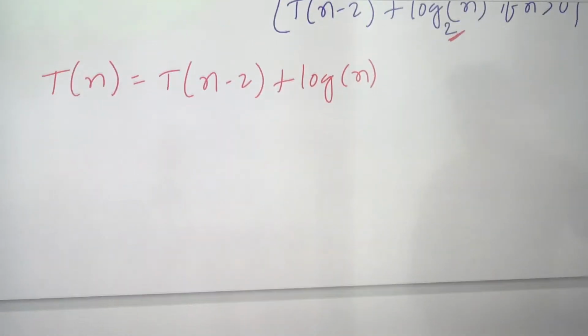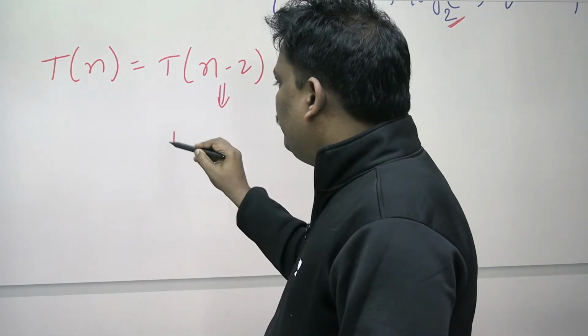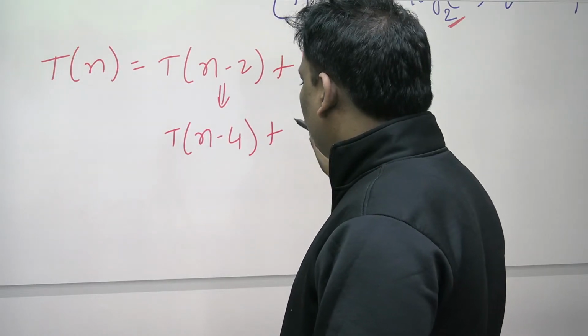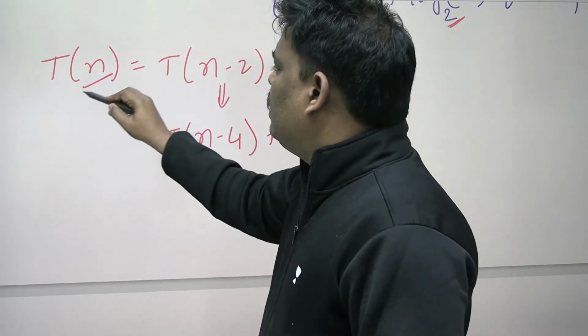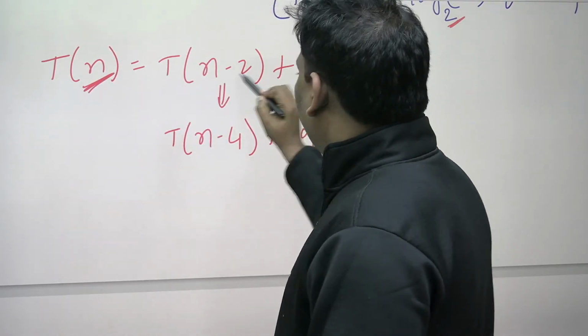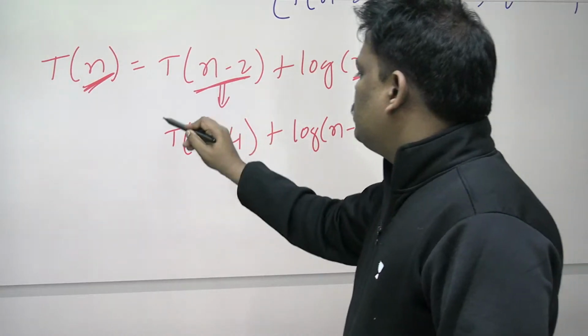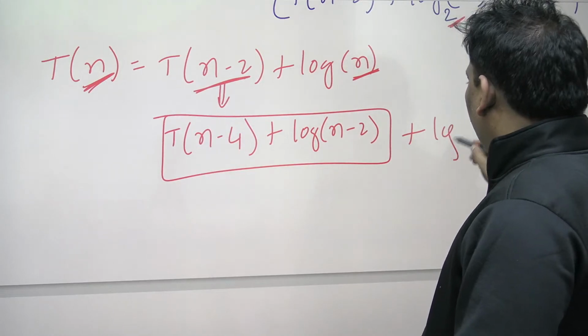Now see the next one. If you substitute one more time, T of n minus 2 becomes T of n minus 4 plus log of n minus 2. See this one. So because of this, plus log of n.